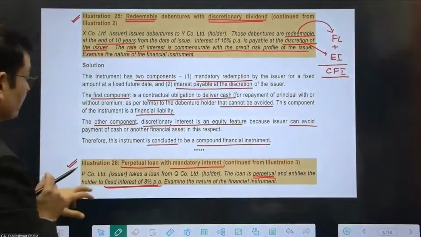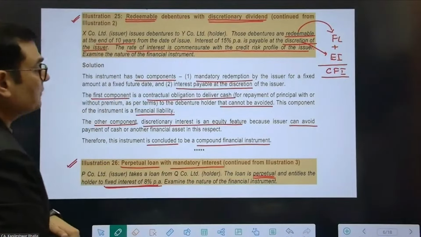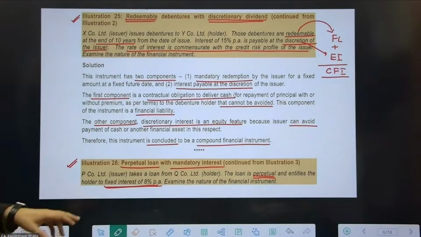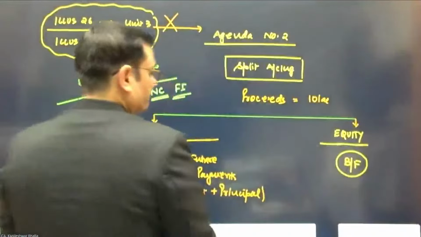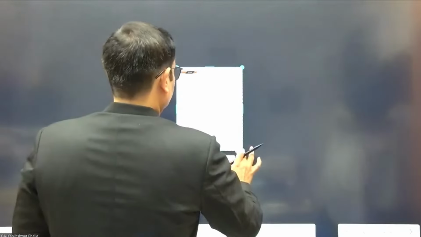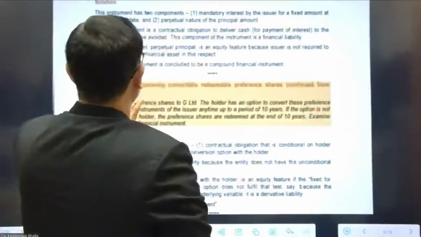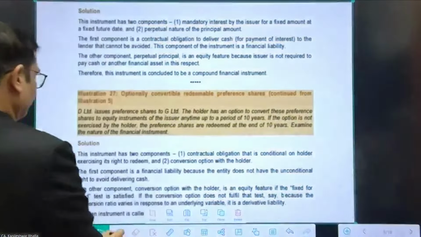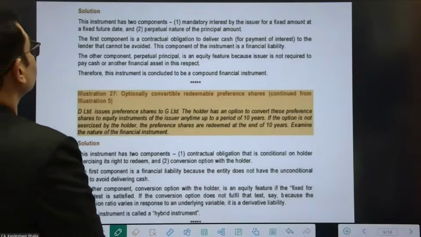Okay, now let's come back. So it says P takes a loan from Q and the loan is perpetual and entitles the holder to a fixed rate of 8%. Examine the nature of the instrument. So I would just like to come back. Let me just crop this up so that we can see the inputs clearly. So if I now look at the solution, see what is the inputs given.